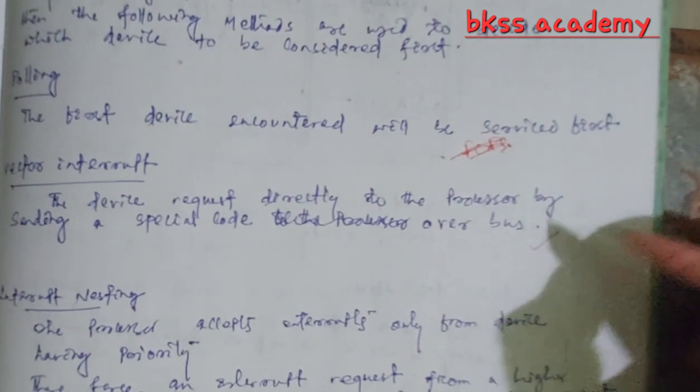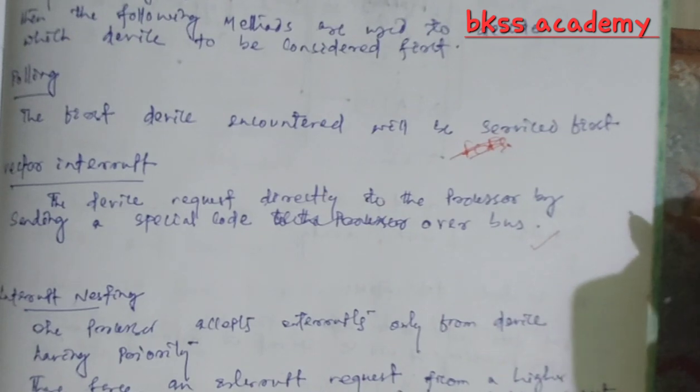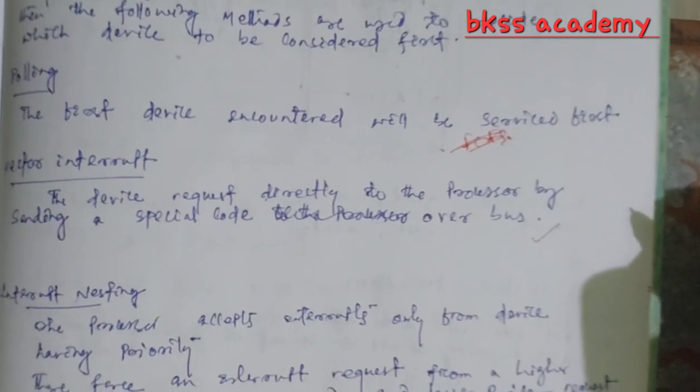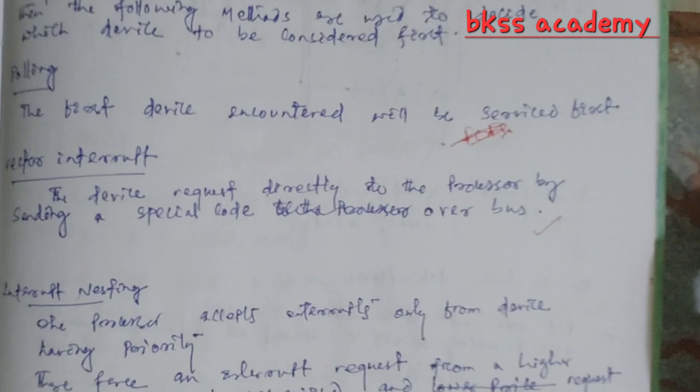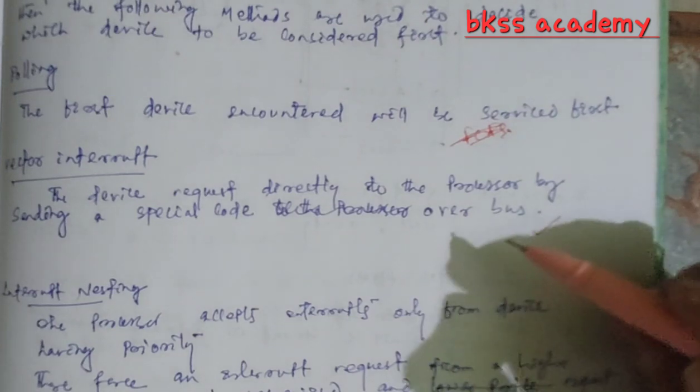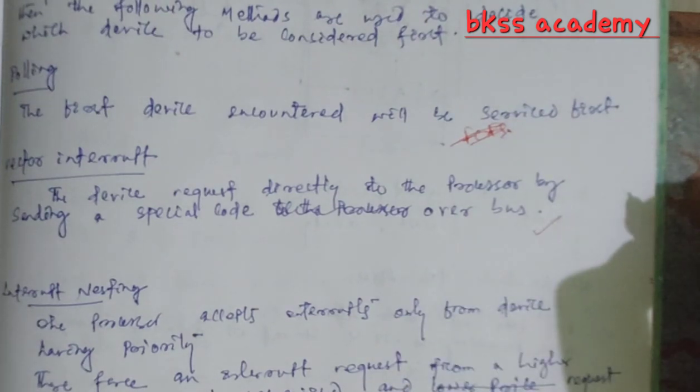Then vector interrupt. The device requests the processor directly by sending a special code over the bus. When the device sends the request through a special code on the bus, the processor will execute it, since the request is made directly to the processor.